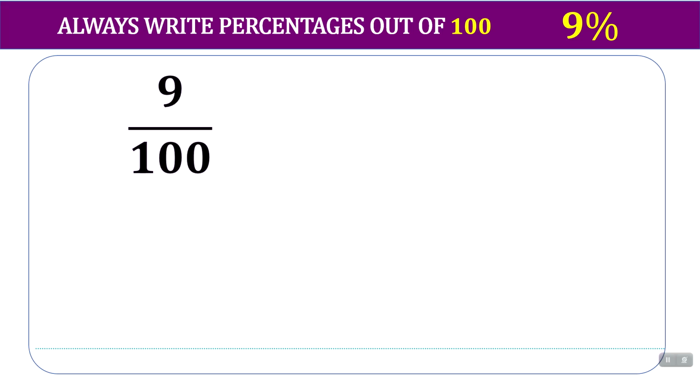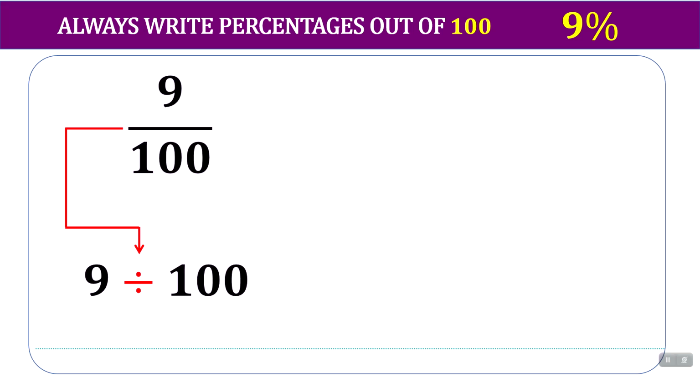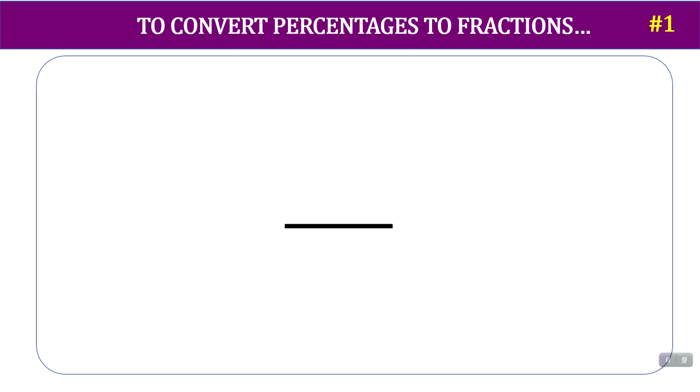Let's look at 9%. We write 9% as a fraction as 9 out of 100. The line that separates the numerator and denominator, we think about that as division. So that really means 9 divided by 100. Now let's try to convert some percentages into fractions.